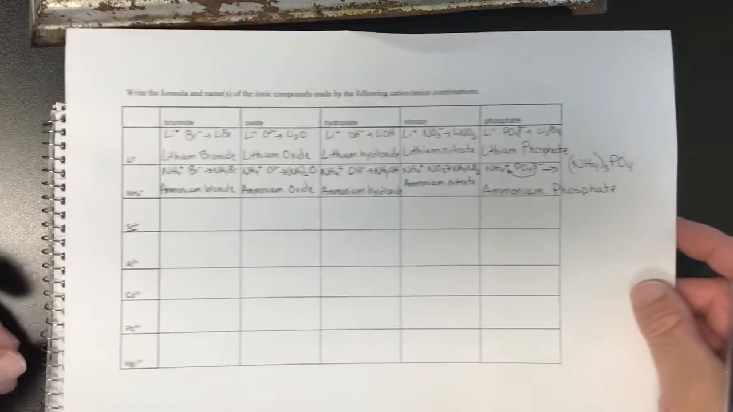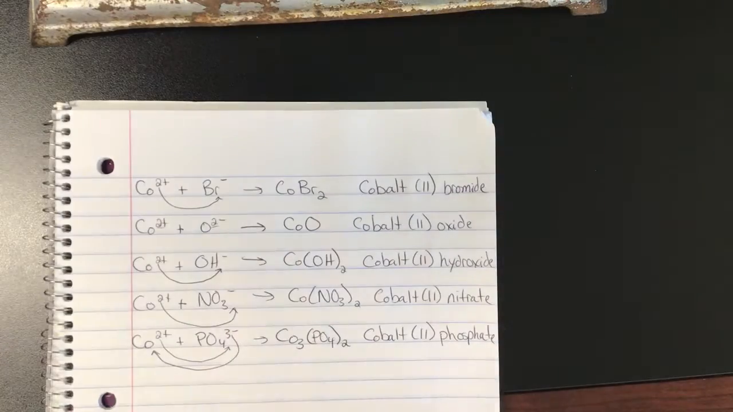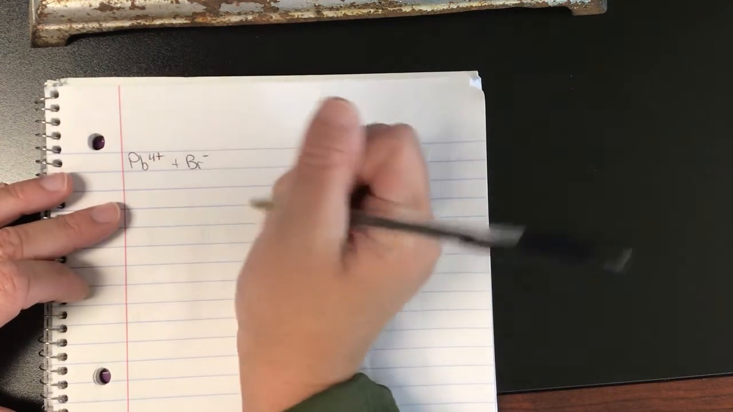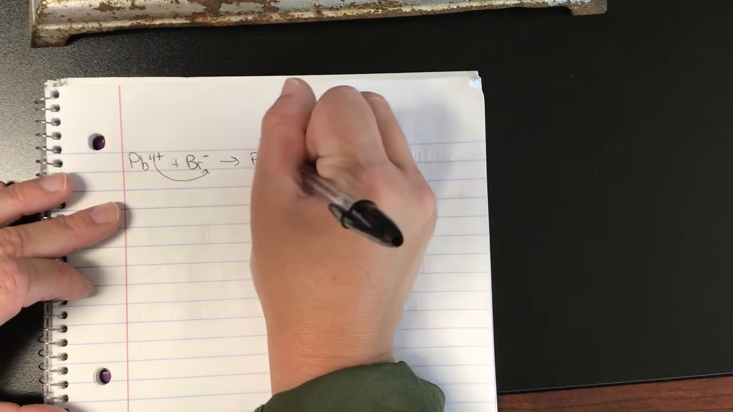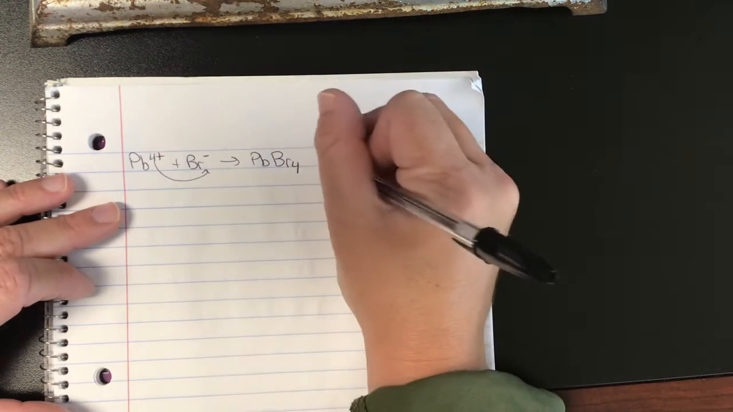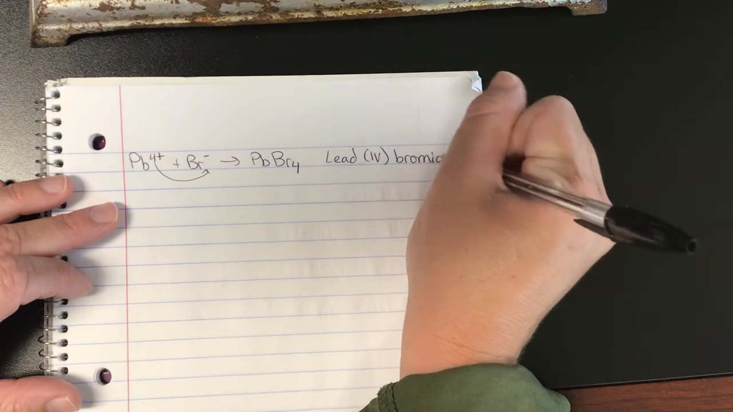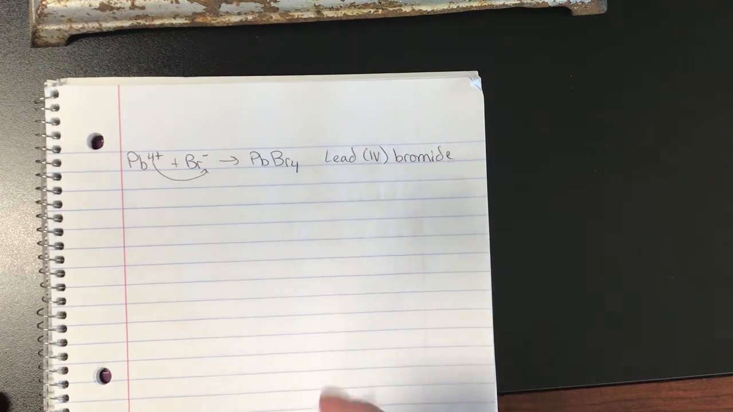Now we're going to go down to lead and go across. So we have lead(IV). That's what they've given us. Okay, so first we're going to combine that with bromine. And so 4 is going to come over here on bromine. We get PbBr4, and it's named lead(IV) bromide. So lead is on your list for multiple ions, so you have to put your charge in parentheses.